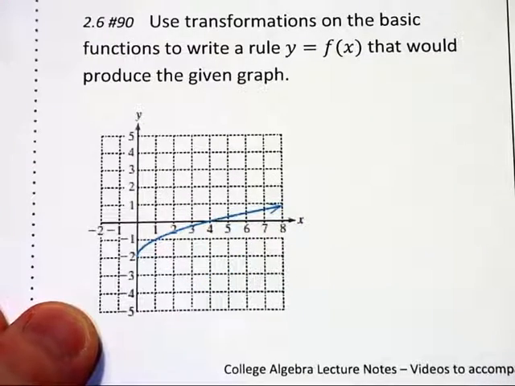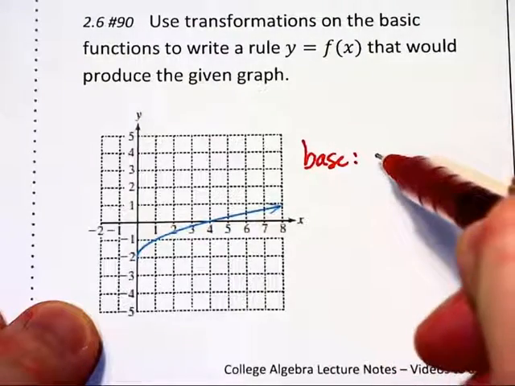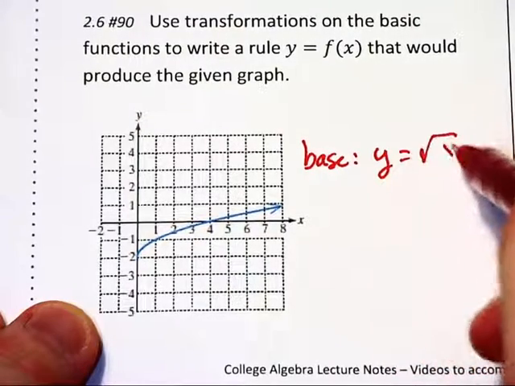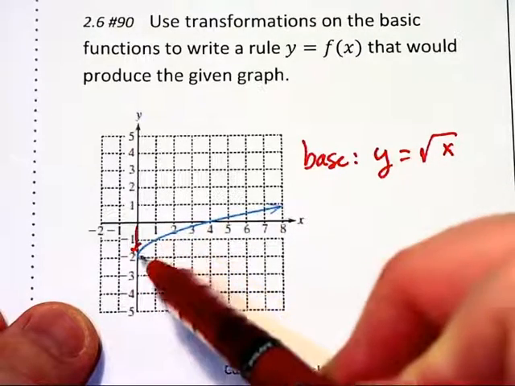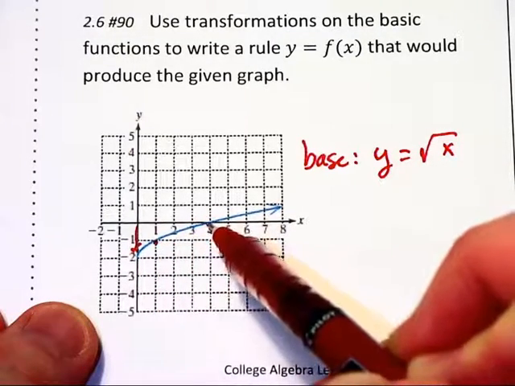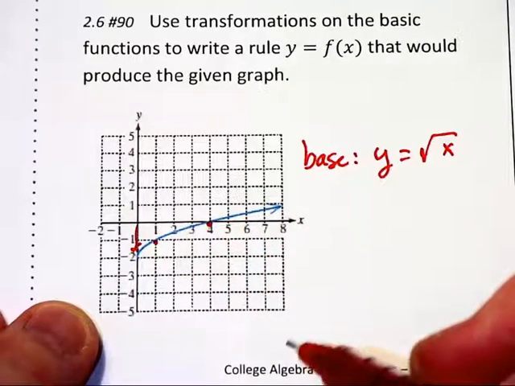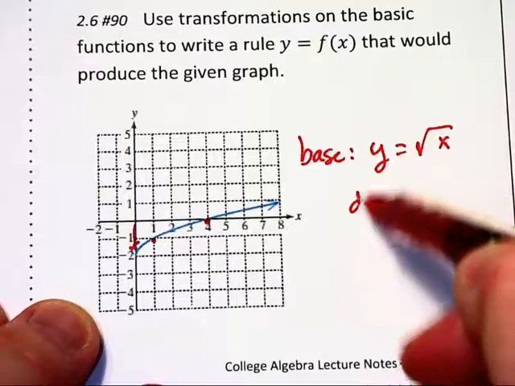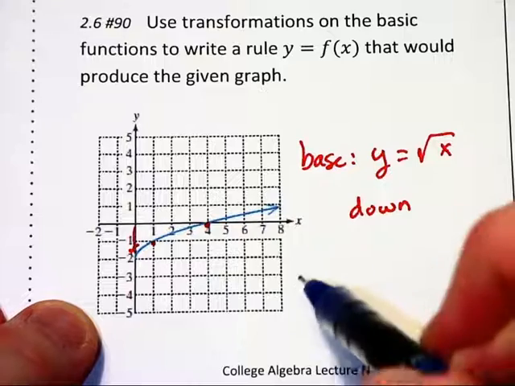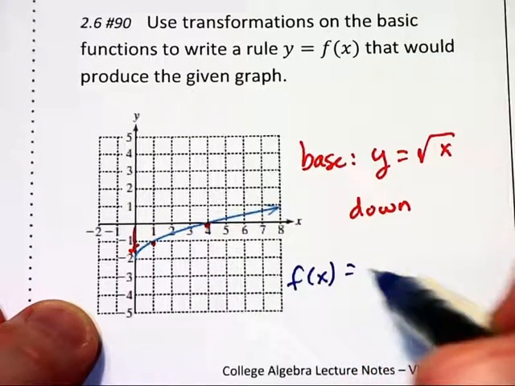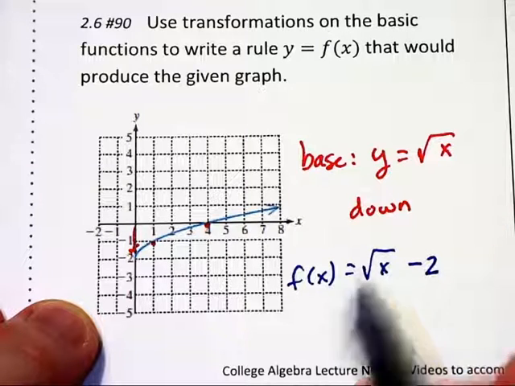For this next problem, we notice that its base graph before shifting would be y equals the square root of x. Now it looks like it's been shifted down 2, and I notice an up 1 over 1 and an over 2 up 2. So it looks like it hasn't changed its curvature any. So the down 2 is the only thing that we're going to deal with here, and that means just putting a minus 2 at the end. f of x is equal to the square root of x minus 2. Make sure you don't put that minus 2 inside the square root.